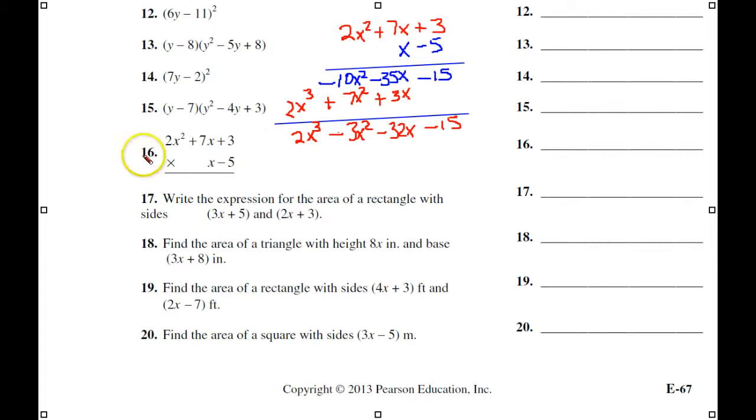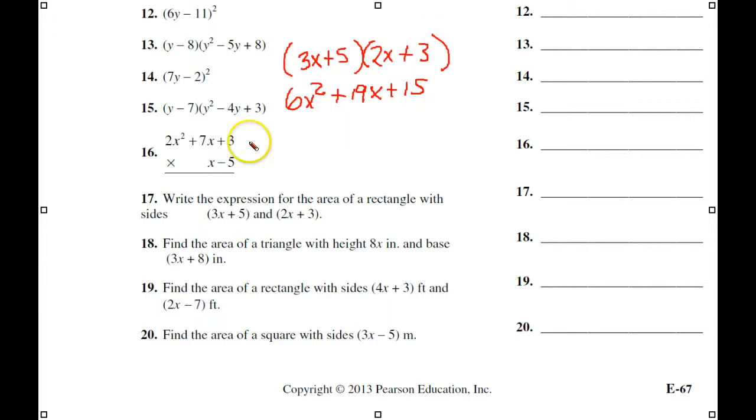So in number 16, they are using, and they want you to use, vertical multiplication. Again, you set this up in like term columns, so it really cuts down on chances you may be making errors.